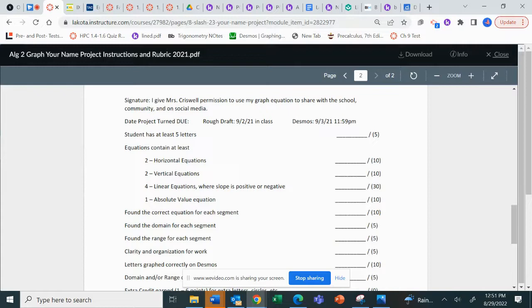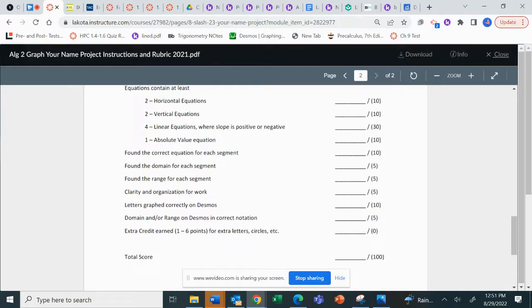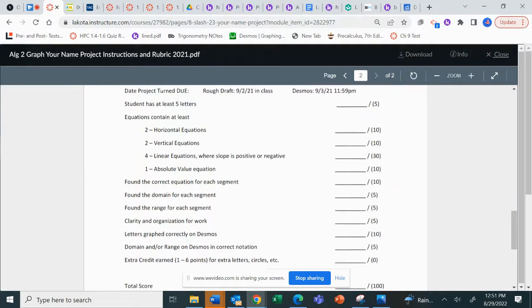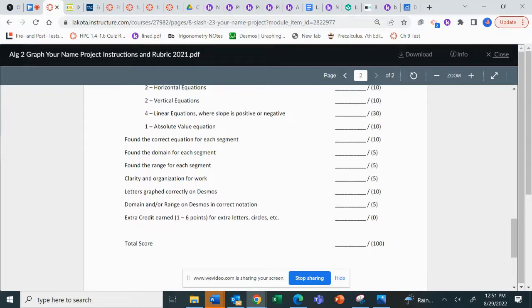Everything for us is due Thursday, so don't even look at those. But you can at least look here to see what you're getting points for. Okay? So if you don't have two horizontal equations, you know you're going to lose points. You can go through here just to make sure that you have everything you're supposed to have. That's your job when you have a rubric. Go make sure you have everything on here. And then there's extra credit at the bottom too.